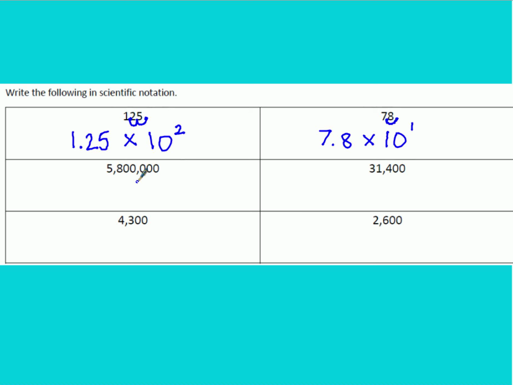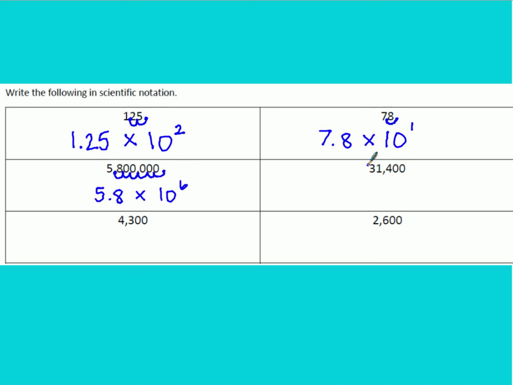In our next example, we have 5,800,000. Our decimal would start here at the end. To make a number between 1 and 10, we look from left to right. Our first non-zero digit is 5. That means we made 5.8, and we can drop all those zeros because there's no other number holding them in at the end here. We're moving our decimal 6 spaces this time, so we're multiplying by 10 to the 6th power.